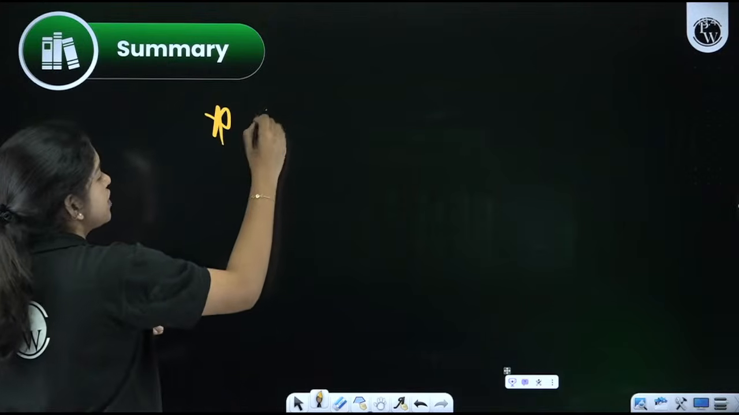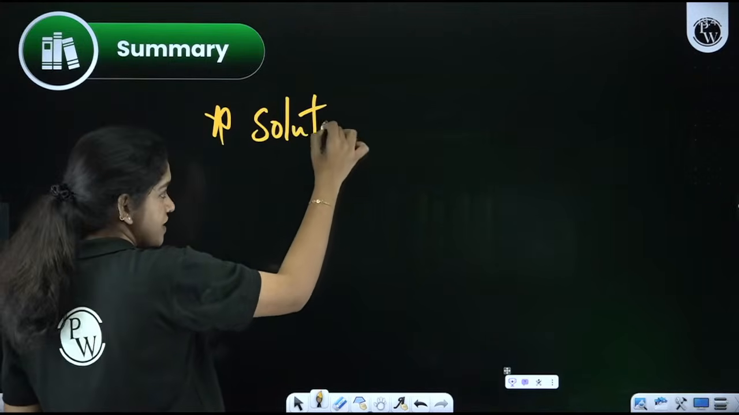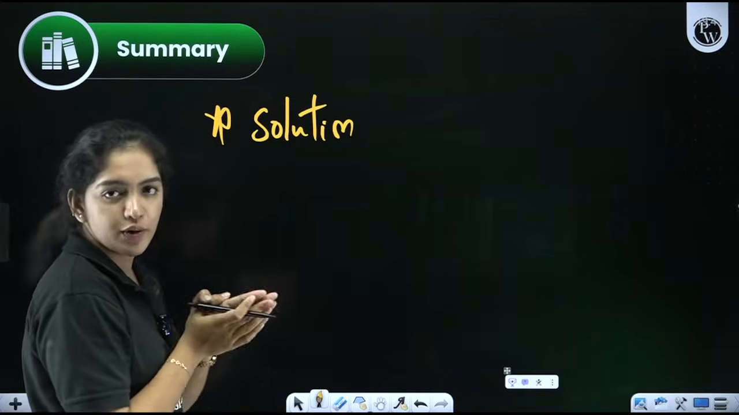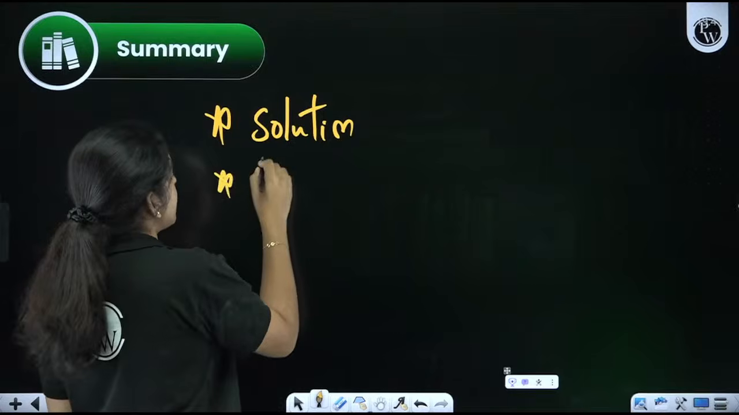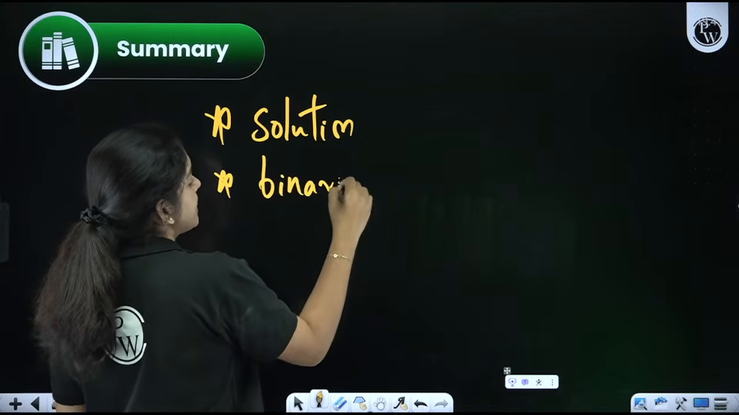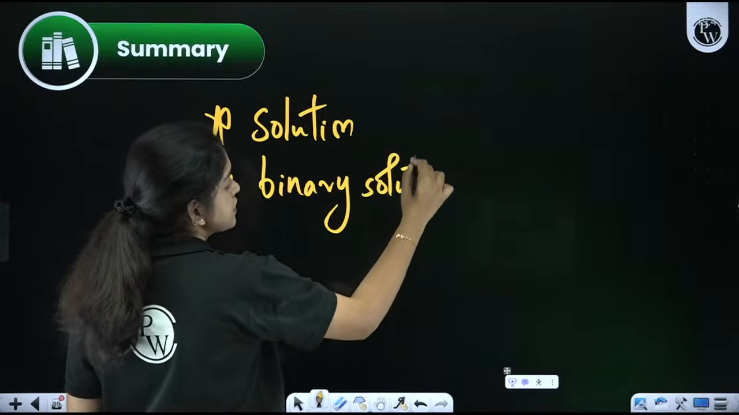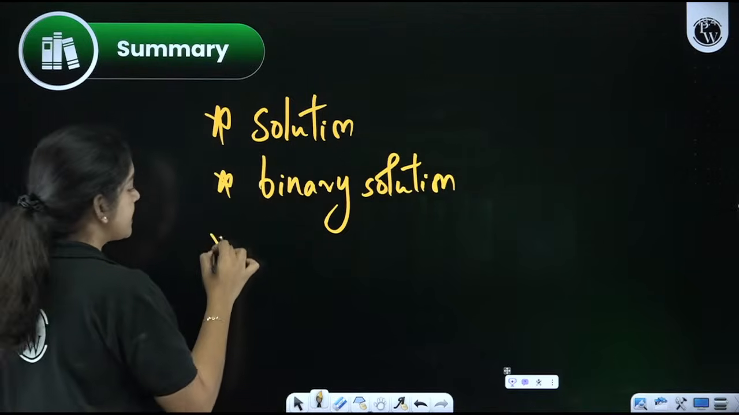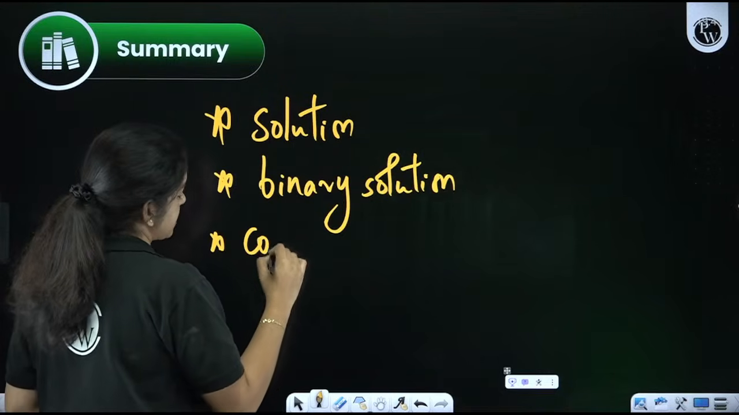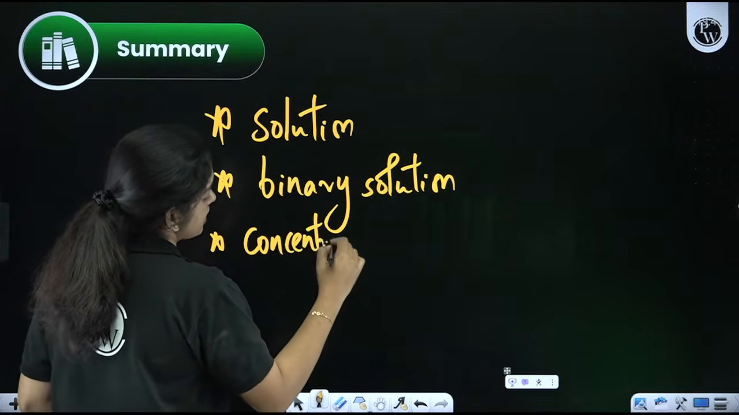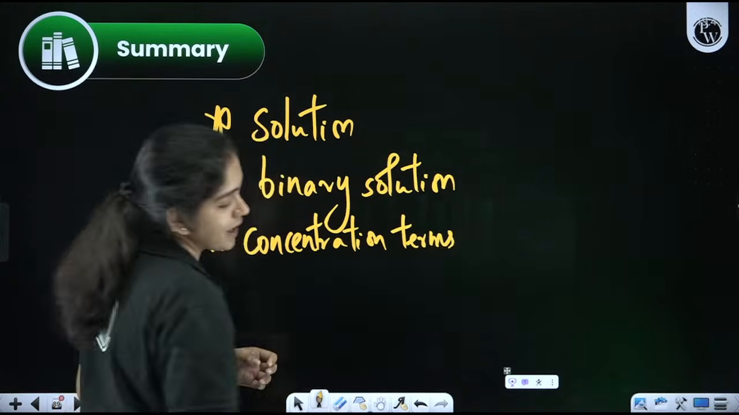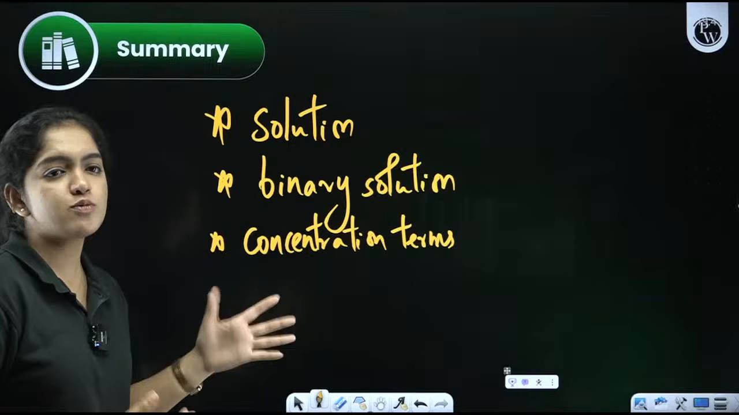In this chapter, we need to learn about the solution. It is a homogeneous mixture. What is the solution? Solution is a homogeneous mixture of solute and a solvent. And if it is made up of only two components, it will form a binary solution. And there are a lot of solutions, like solid solution, liquid solution and gaseous solution. And under that also we learned about the concentration terms, right? Concentration terms we learned like molarity, mole fraction, mass percentage, volume percentage.